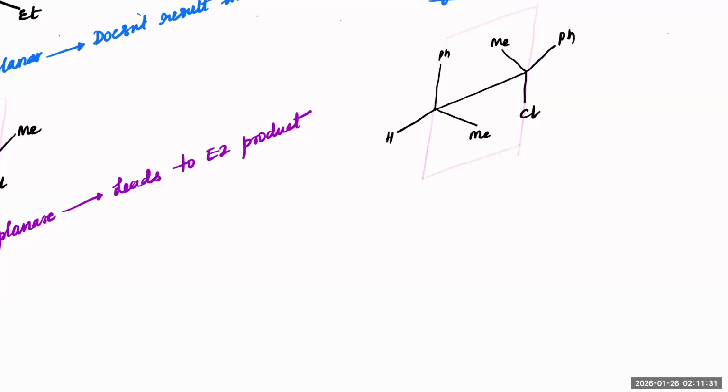Correct. Chlorine is present on this plane. And hydrogen actually is present on the other plane completely, like this. This is the plane on which hydrogen is present. So they are not on the same plane.